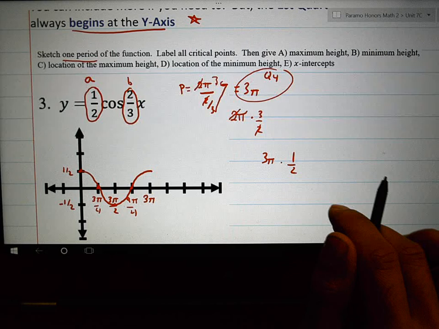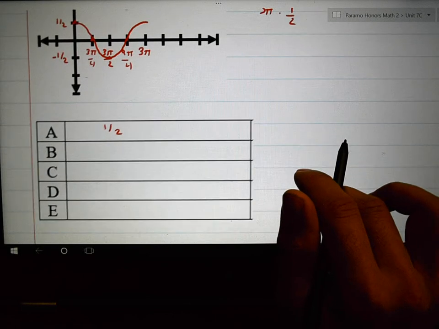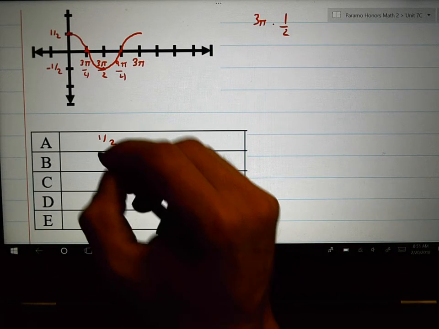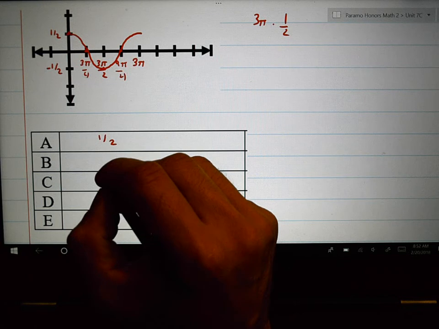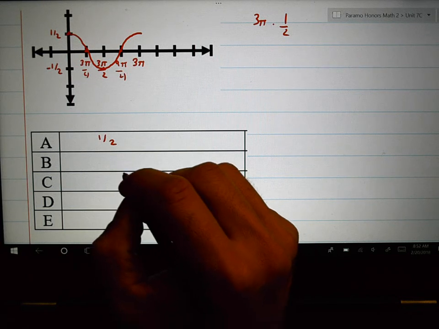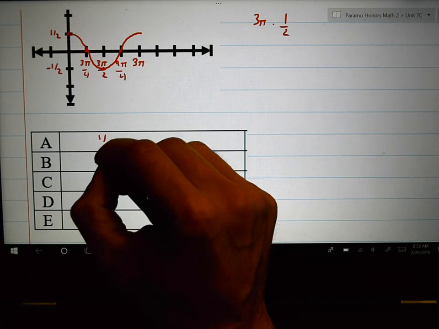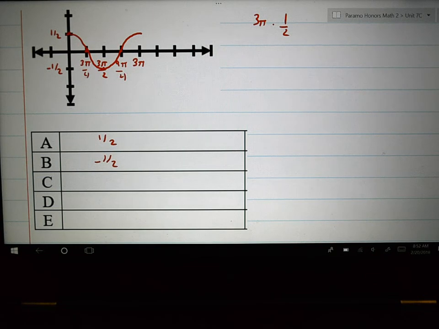Part B, what's the minimum height? What's the lowest value that it's going to be? Do you know? If you know, tell the person you're sitting next to. I agree. I heard a lot of you say it correct.